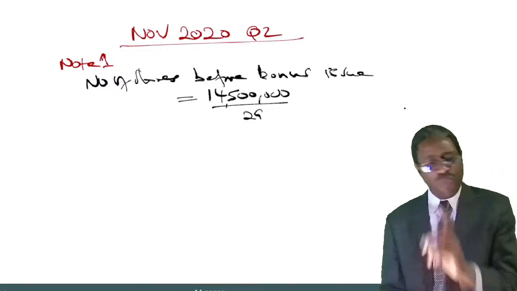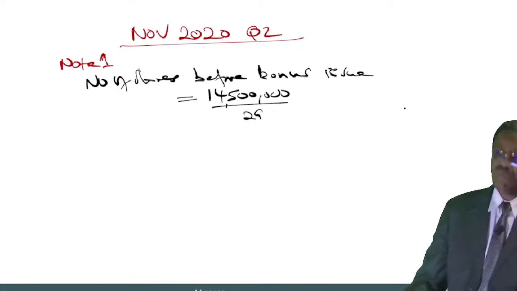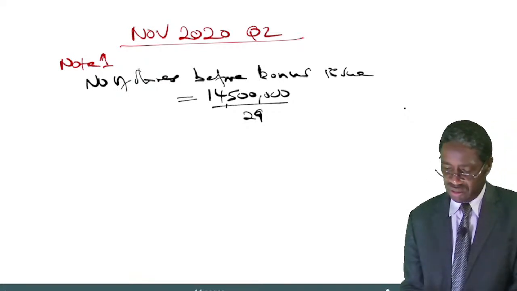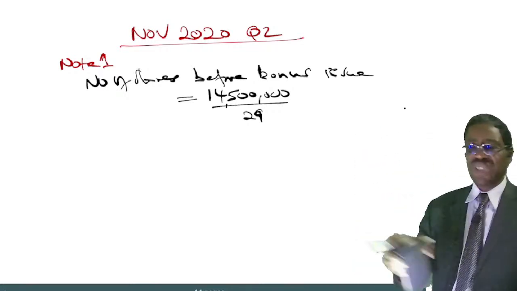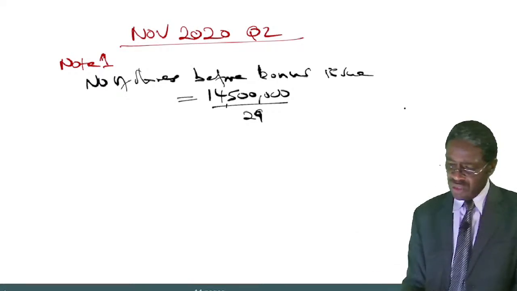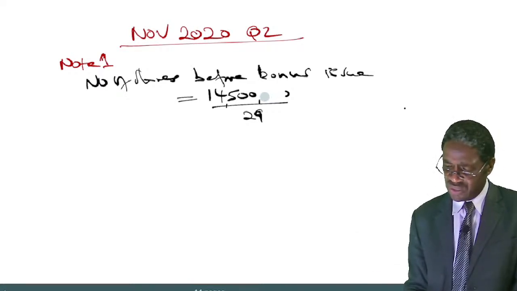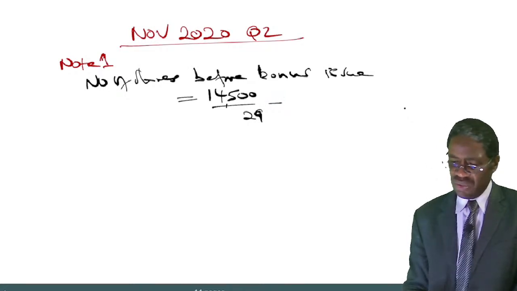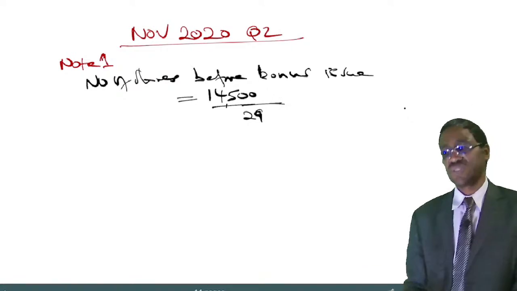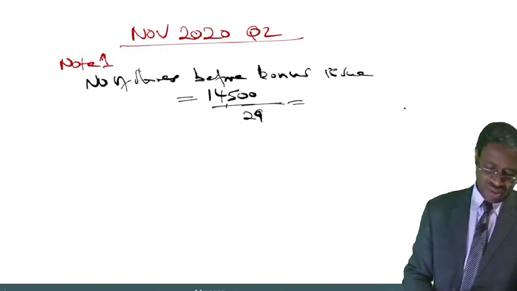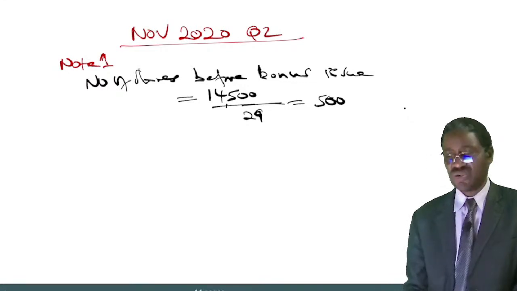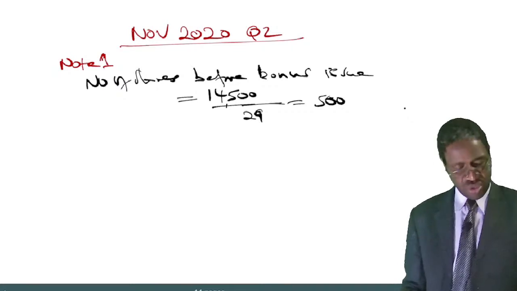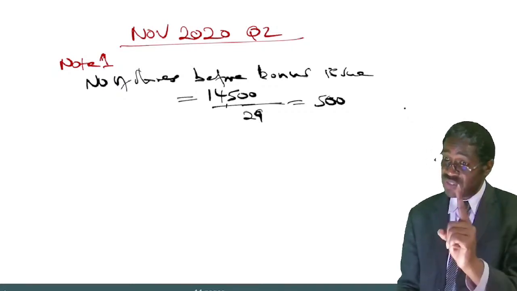We want to know how many shares did we have before bonus. So let's take that 14,500, or we can even just maintain the figures in thousands. We just take 14,500, no problem. We divide that by 29. That looks like exactly 500,000. So let's just put it as 500. Good. Those were the shares before the bonus.